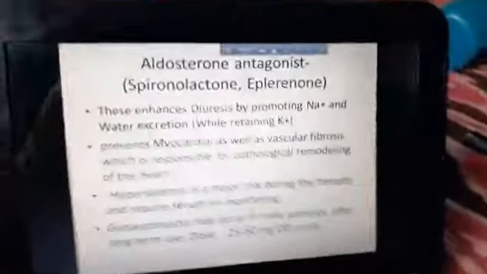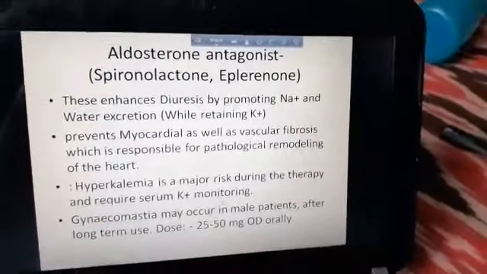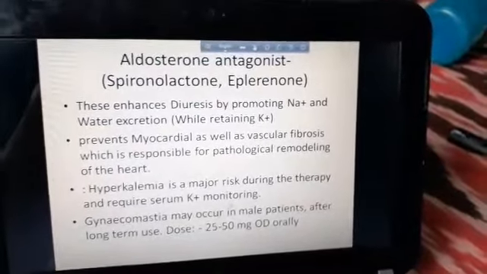Gynecomastia happens because it decreases estrogen metabolism in males, and that's why there is a relative estrogen excess in the male that will cause gynecomastia. Aldosterone antagonist.